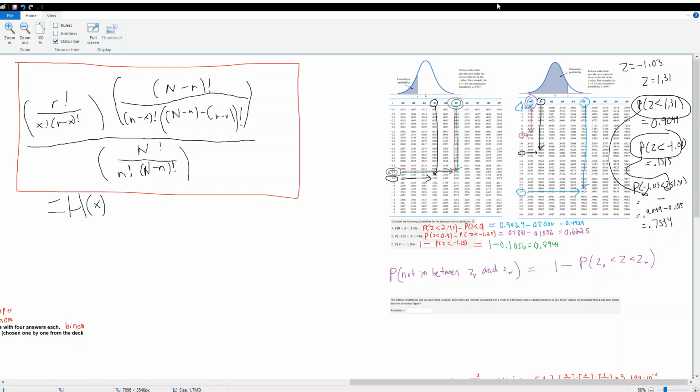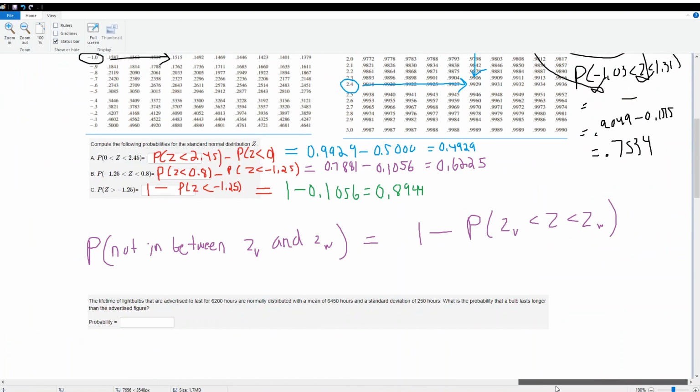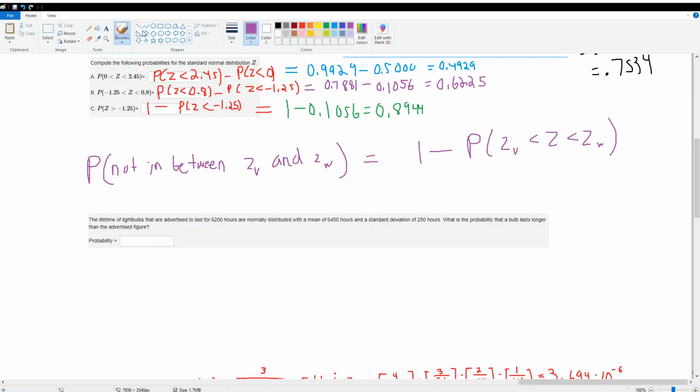The last thing is just a mere application. This one's also from WebWork. So here we're going to combine it together. We calculated z-scores in the previous lecture. We now got probability associated with them here. Put them together. So here we've got some light bulbs that are advertised to last for 6,200 hours. They're normally distributed with a mean of 6,450 hours and a standard deviation of 250 hours. So what's the chance that a bulb lasts longer than the advertised figure? This is a real life example.